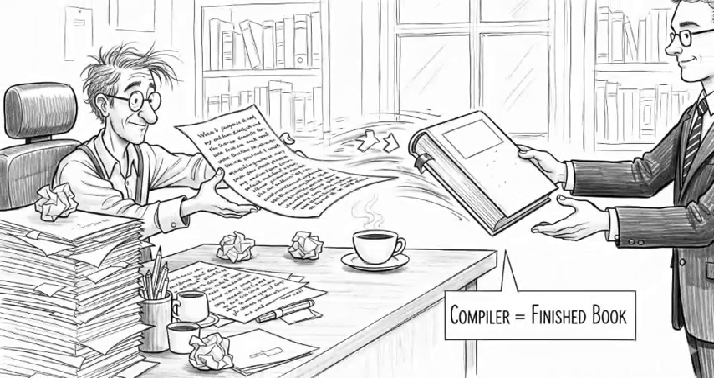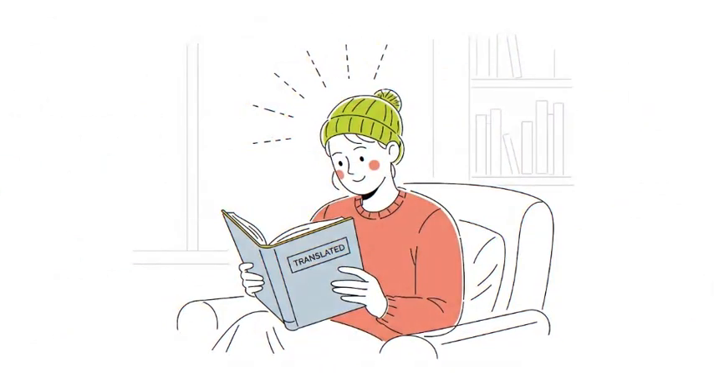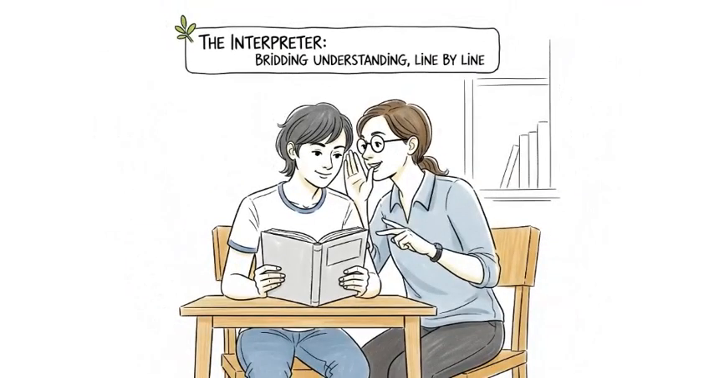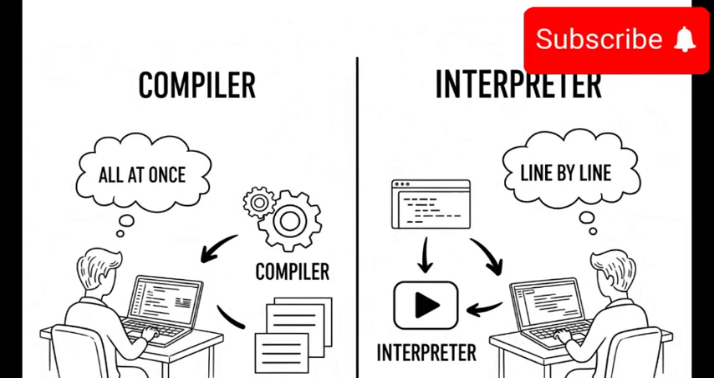But let's simplify this even further. Imagine you wrote a book in Spanish and your friend only understands English. With a compiler, you hire someone to translate the entire book into English before your friend even opens it. When they sit down to read, the story flows smoothly, no pauses, no waiting. With an interpreter, you don't translate the book up front. Instead, you have a translator sitting beside your friend, whispering line by line as they read. They get to start reading immediately, but the process is slower, and if the translator makes a mistake, your friend notices right away. That's the essence of compilers versus interpreters.